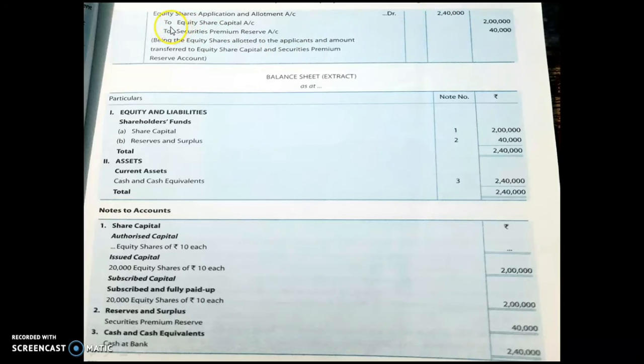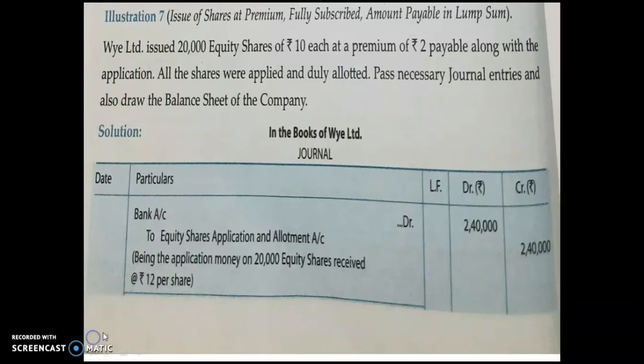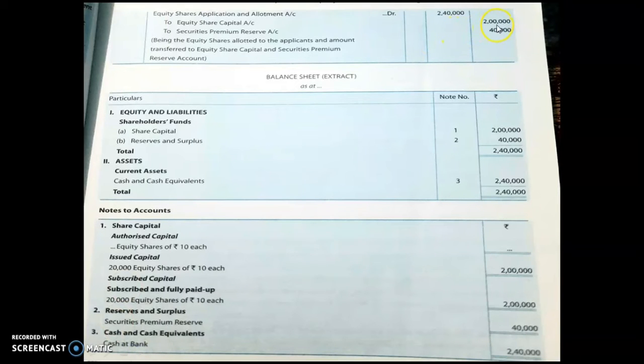Then on the credit side, it's to equity share capital. That is, you are issuing 20,000 shares, and the value of one share is 10 rupees. So 20,000 into 10 will give you an amount of 2 lakh. That will come under equity share capital. So 2 lakh, that is 20,000 into 10, will come under equity share capital.